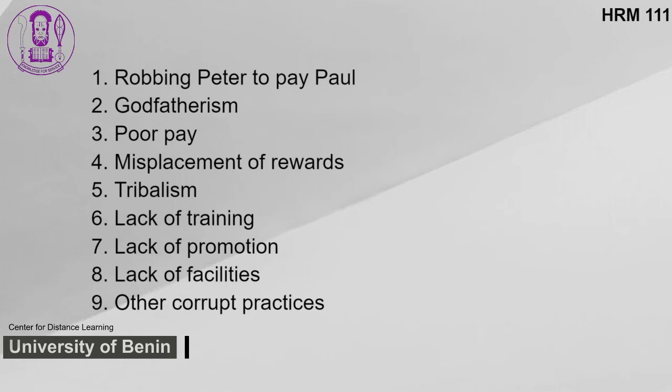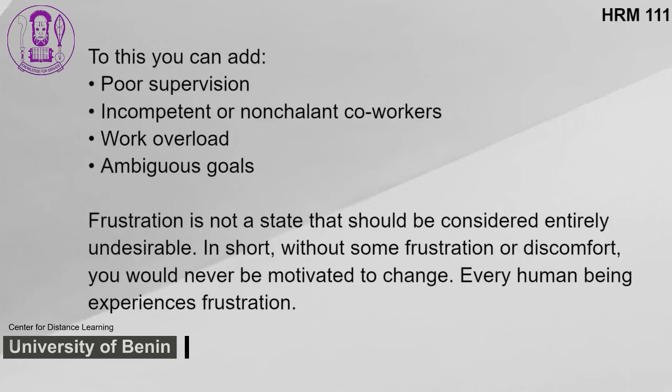4. Misplacement of rewards. 5. Tribalism. 6. Lack of training. 7. Lack of promotion. 8. Lack of facilities. 9. Other corrupt practices. To this you can add poor supervision, incompetent or nonchalant coworkers, work overload, and ambiguous goals.